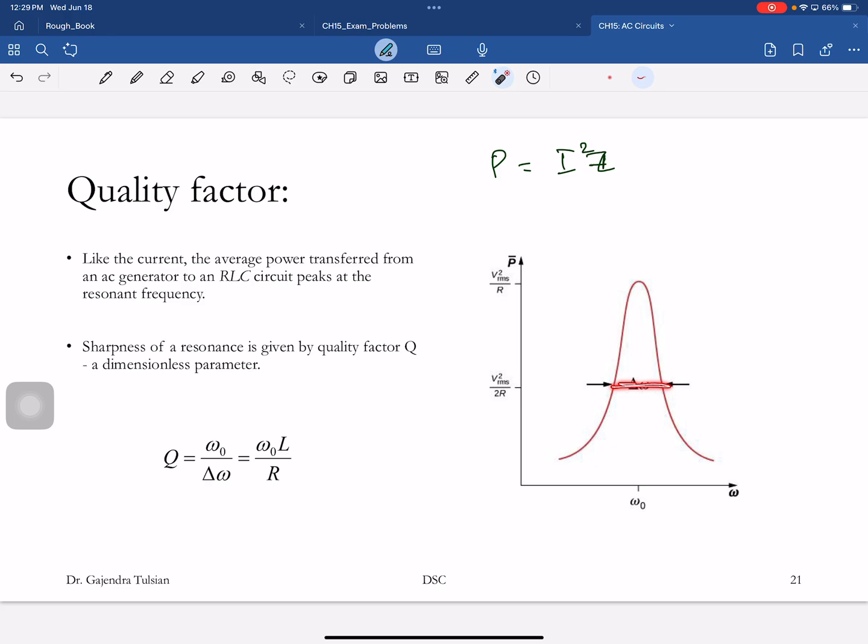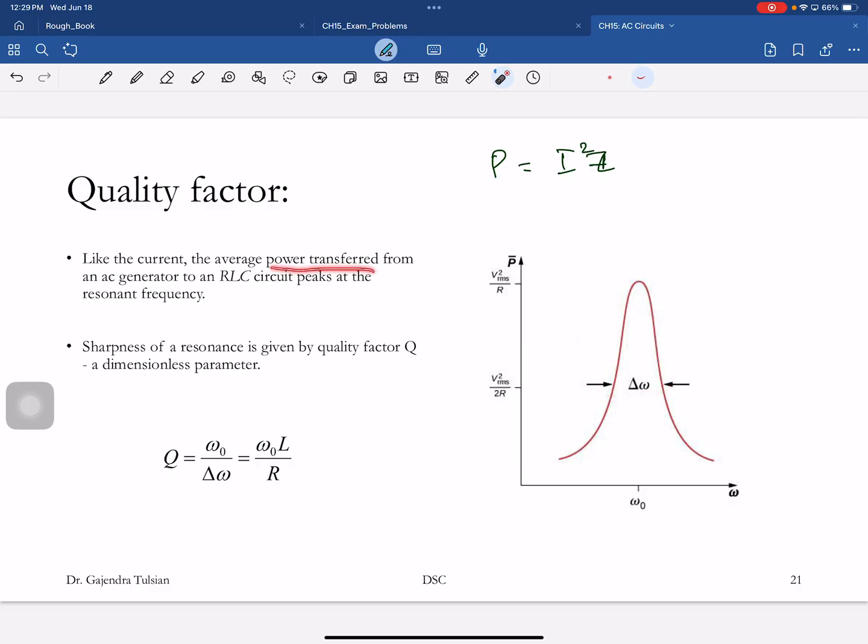The narrower this curve is, the better the quality of the circuit, the frequency response of the circuit. Why? So you could use that circuit to identify this frequency. So this kind of stuff is important in tuning circuits.